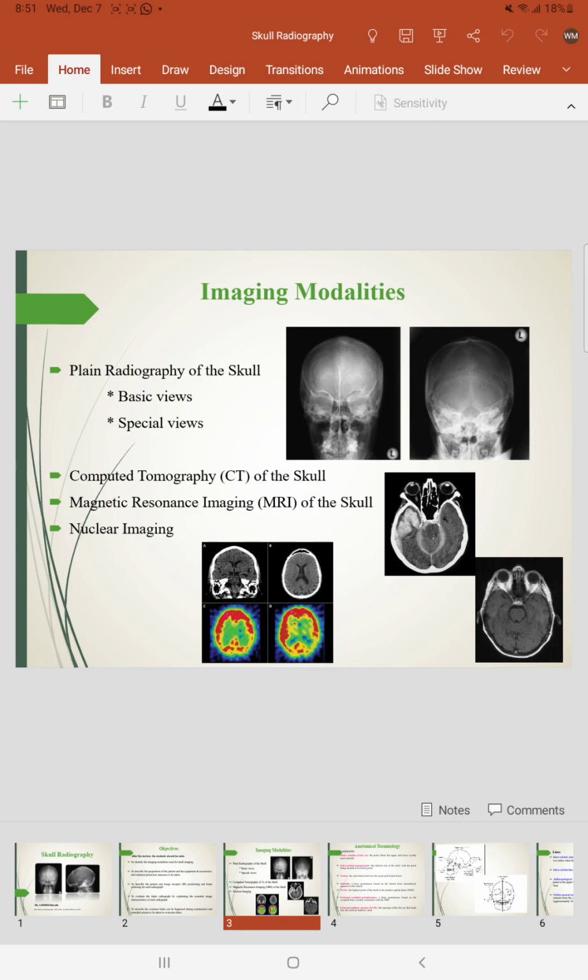There are a few imaging modalities of skull radiography. First one is plain radiography of the skull. It is divided into two main parts, basic views and special views. Then computed tomography, it means CT of the skull. Then magnetic resonance imaging, it means MRI. And then nuclear imaging.